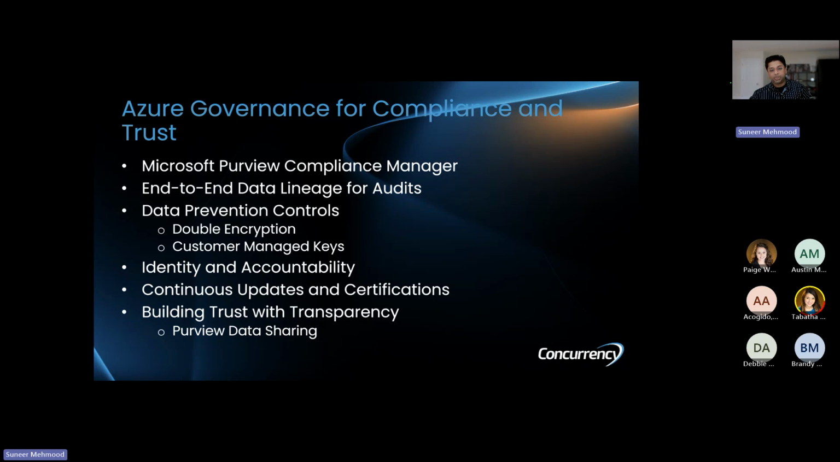It provides end-to-end data lineage, and you can have double encryption of your data. Instead of your application-managed keys, you can have a customer-managed key. So that's an added security, where the customer holds the keys. And then identity and accountability means you can only give the required people the right level of access.